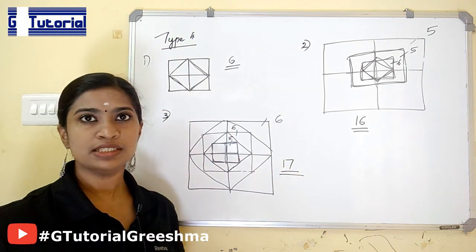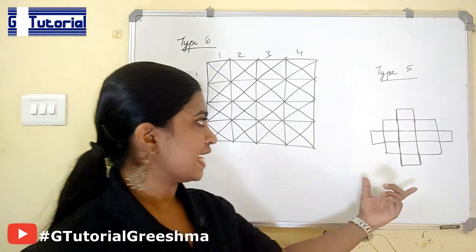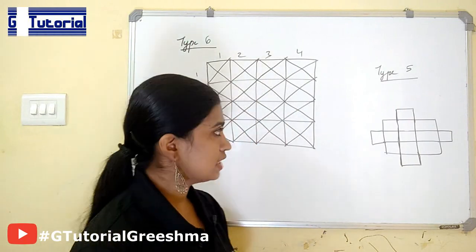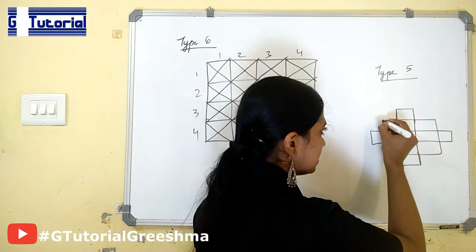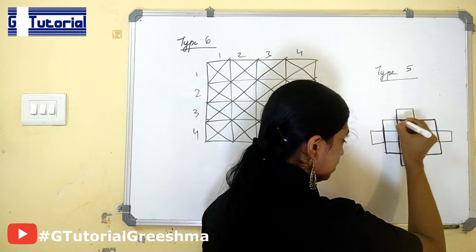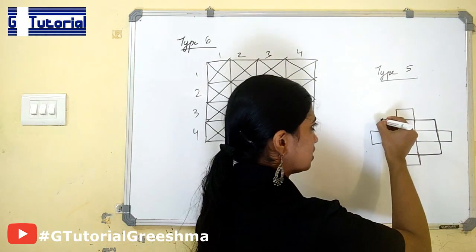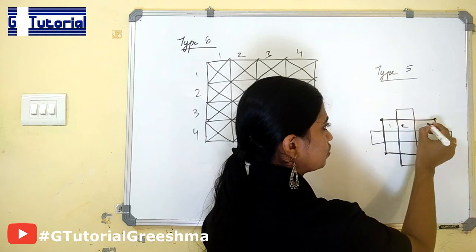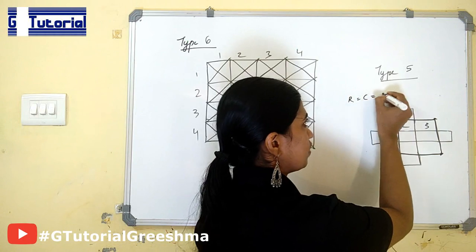Now we can see the 5 type of problem. Next is type 5. This is the type 5 type question. So we can see the number of squares in this. First let us consider this largest square. And this is similar to our type 2. So consider only this. Number it 1, 2, 3. So the number of rows is equal to number of columns is equal to 3.